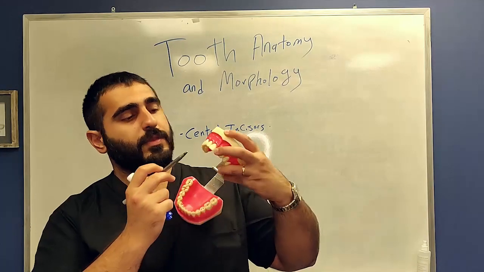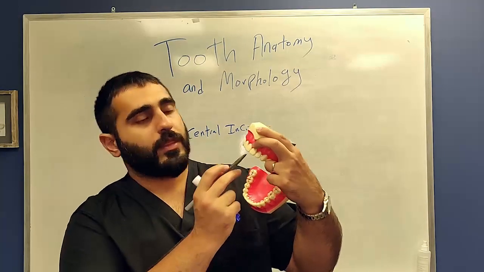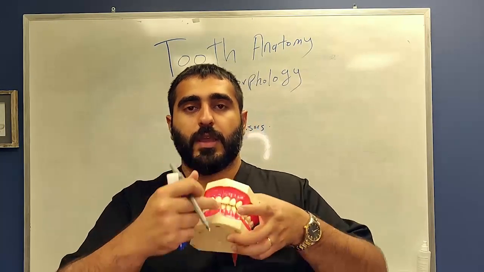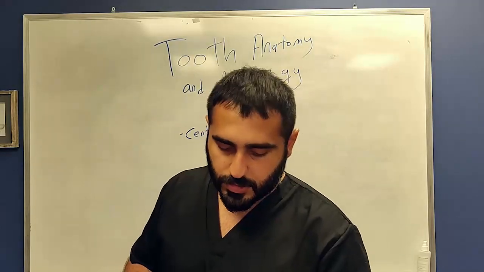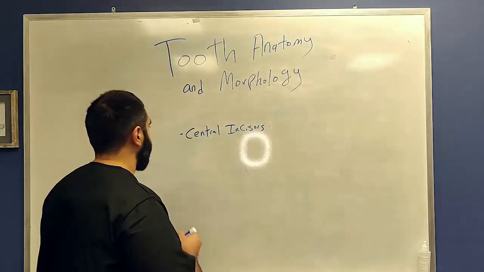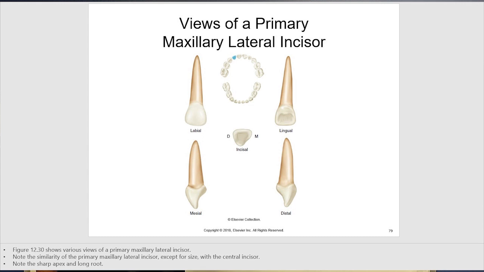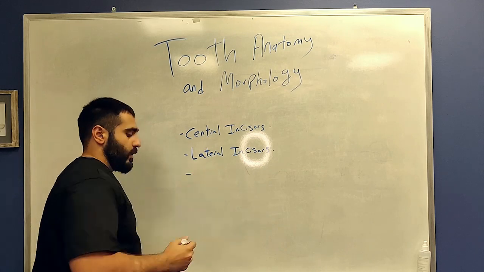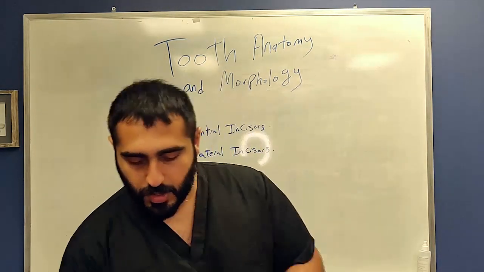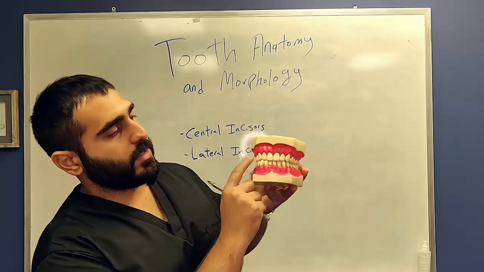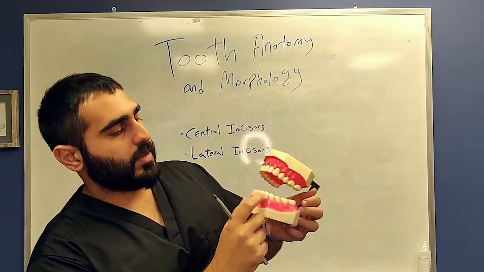The next one are the lateral incisors. So you have the central incisors that are right at the midline, and then you have the lateral incisors which come right after them. The next tooth would be the canines. As you can see, this, and this.